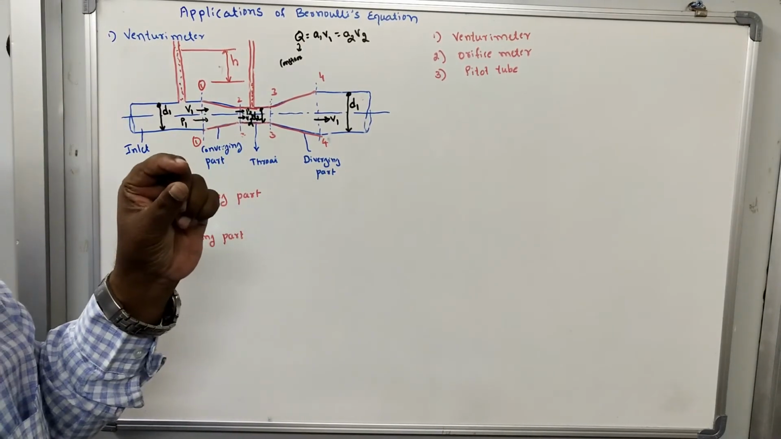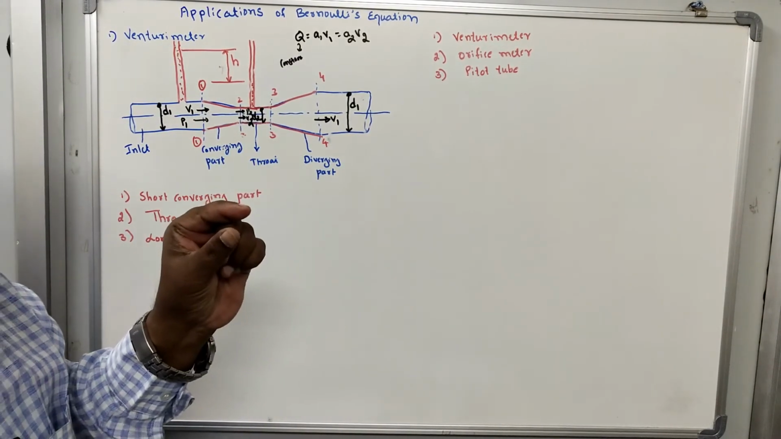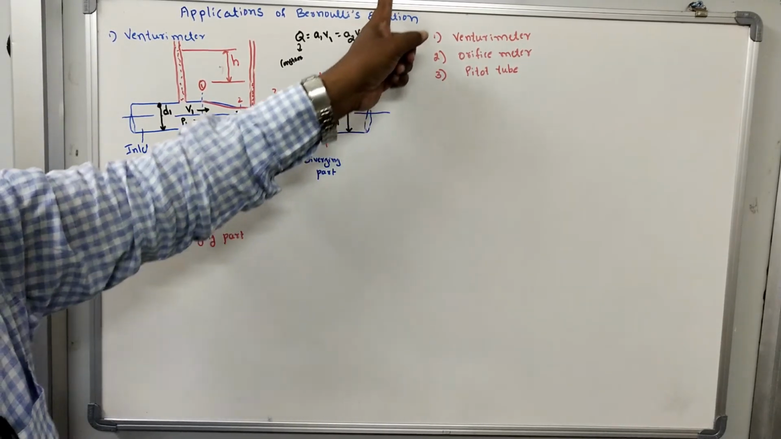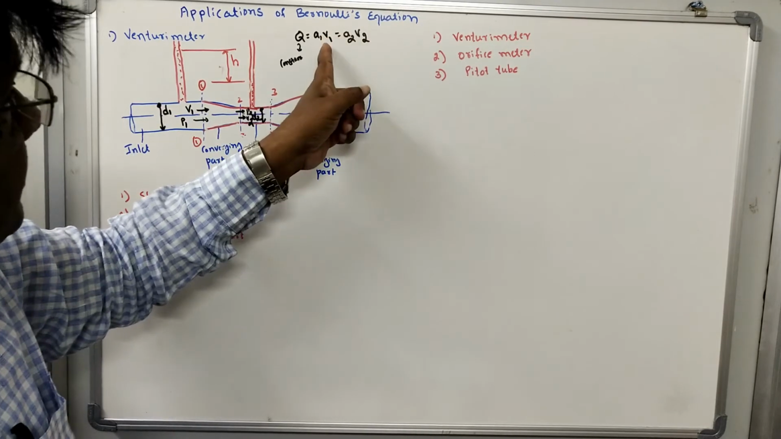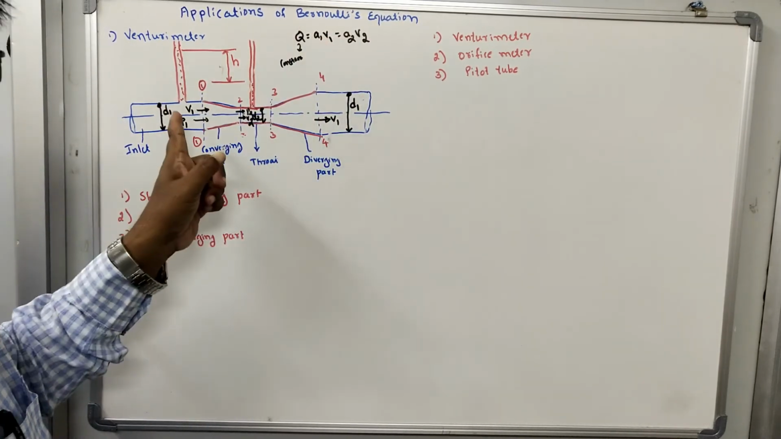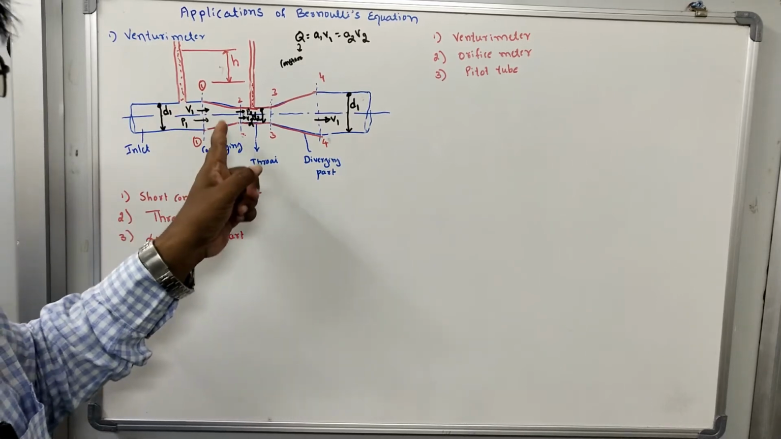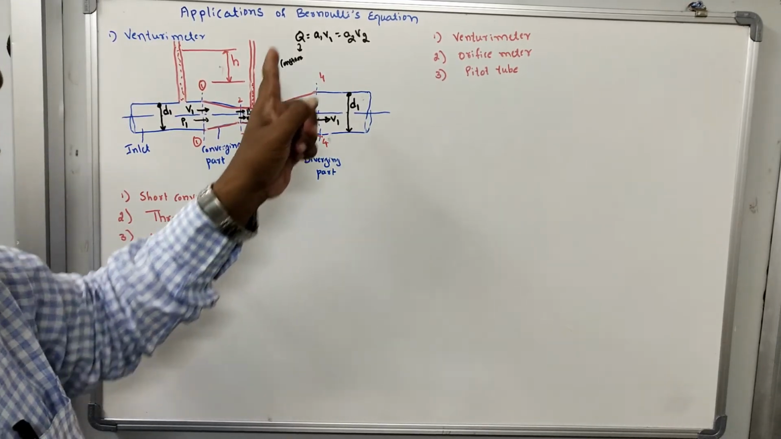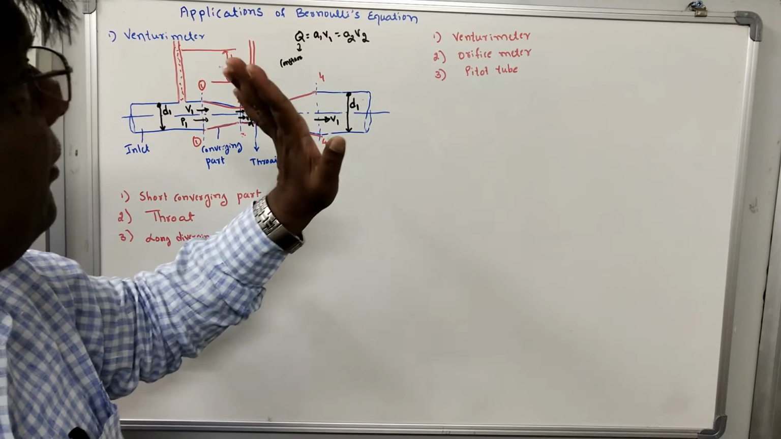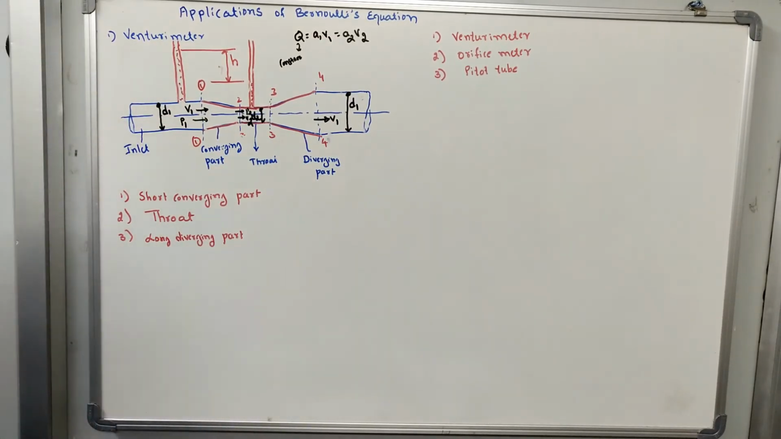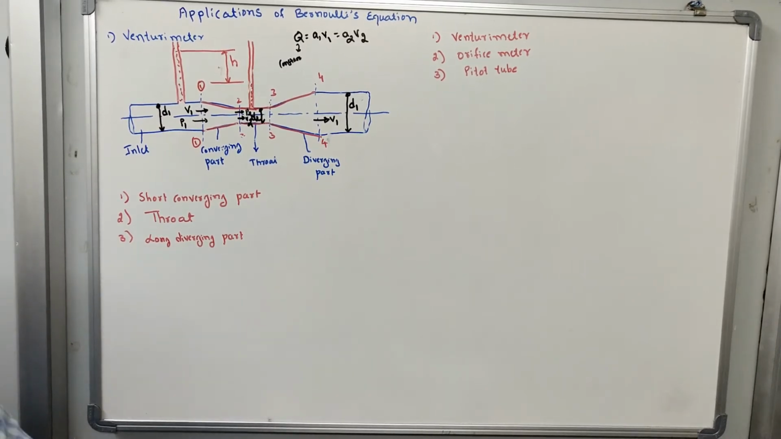It means flow area is reduced. So to satisfy this equation, velocity is to be increased. So at section 1, velocity V1 is less than at section 2, because to satisfy the continuity equation. Now let us derive the mathematical equation for the Bernoulli's, for the venturimeter.